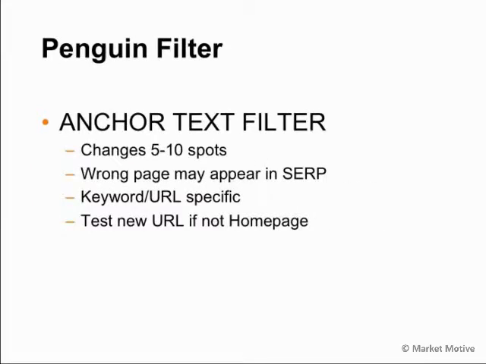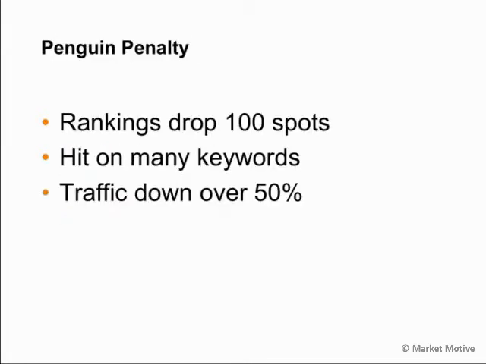We need to consider other ideas. It's an anchor text filter in a lot of ways. So there's an anchor text filter and there is a site-wide penalty. And neither of these can we do a reconsideration request, and that's why we need the Disavow tool. That's why people were clamoring for this tool before they actually released it. A lot of times you'll drop 100 spots in the penalty and traffic will be down over 50%. So you can see why this is such an important tool to us now.